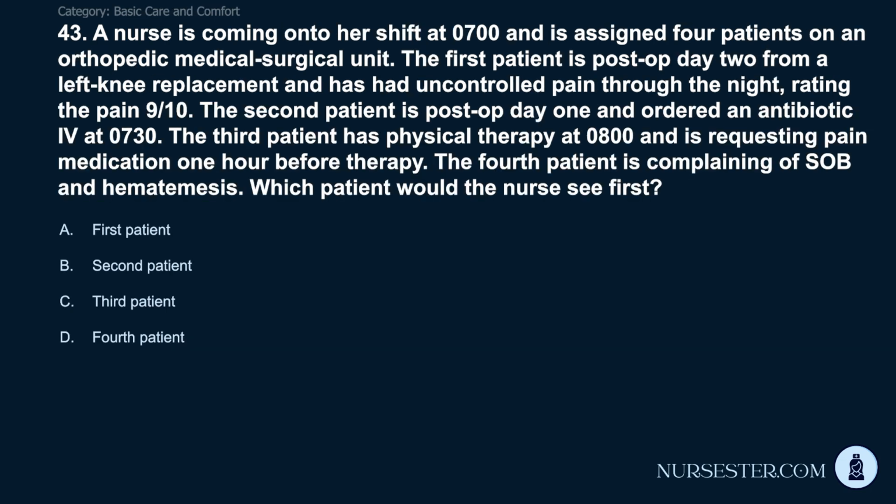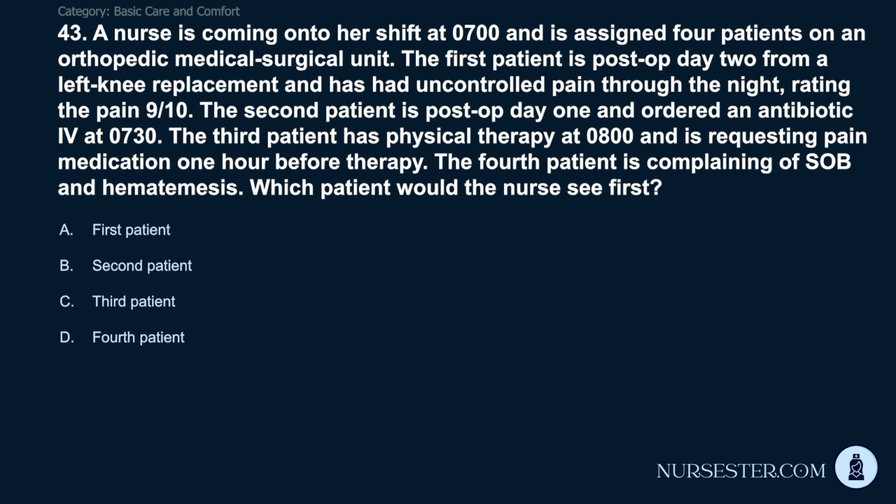43. A nurse is coming onto her shift at 0700 and is assigned 4 patients on an orthopedic medical surgical unit. The first patient is post-op day 2 from a left knee replacement and has had uncontrolled pain through the night, rating the pain 9/10. The second patient is post-op day 1 and ordered an antibiotic for at 0730. The third patient has physical therapy at 0800 and is requesting pain medication 1 hour before therapy. The fourth patient is complaining of SOB and hematemesis. Which patient would the nurse see first?